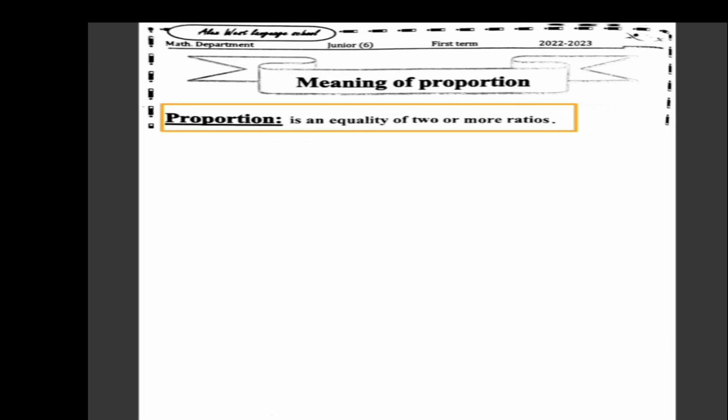The lesson now is talking about proportion. At first, what is the meaning of proportion? Proportion is an equality of two or more ratios.